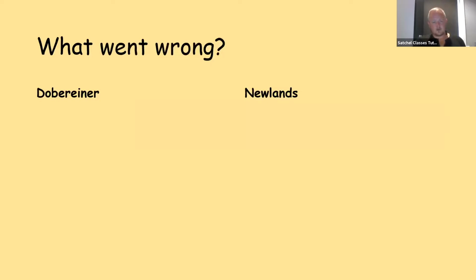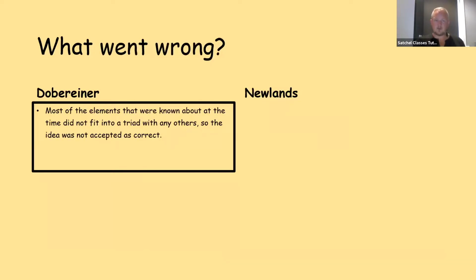What went wrong though? Well, for Döbereiner's idea, most of the elements that were known about at the time didn't fit into a triad with any others. He couldn't put all of the elements that were known into groups of 3, or even match them into an already known group of 3. So the idea wasn't accepted as correct.